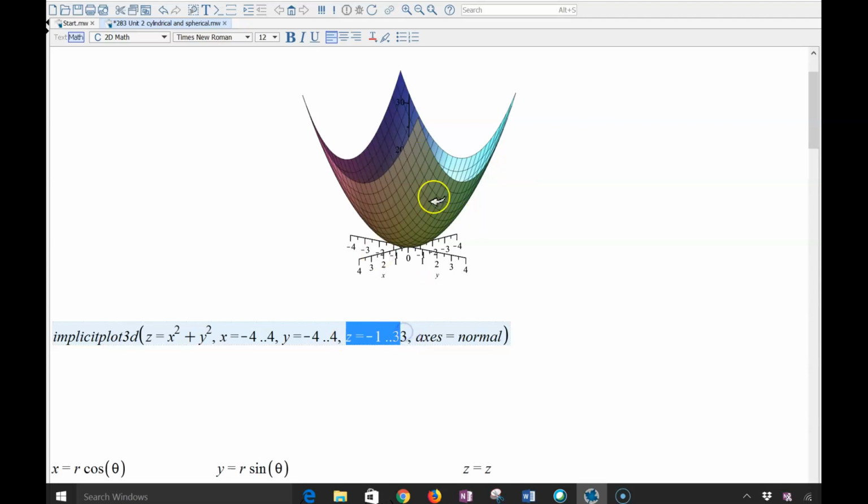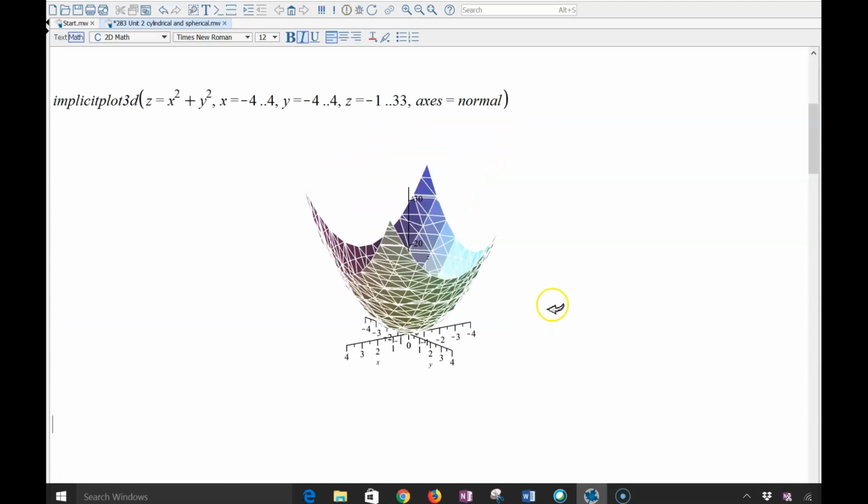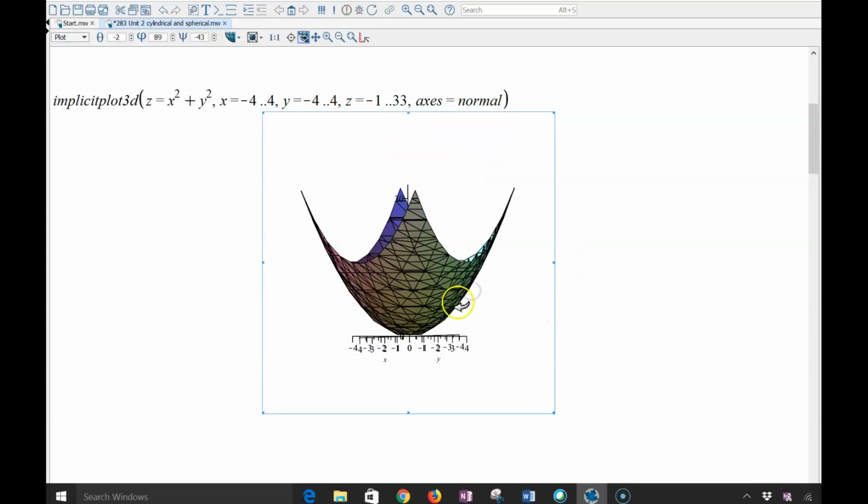I chose this z range based on the previous picture up above because it's the same equation. All right, so I take the colon off and graph it. Here's what we're looking at. You can see the picture's roughly the same.